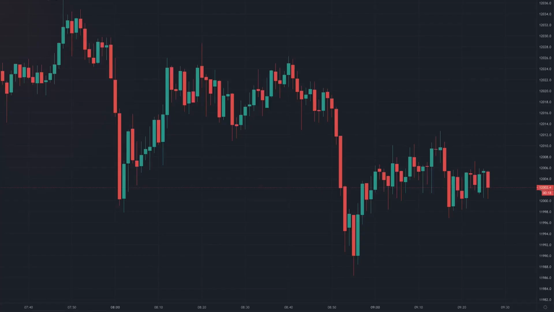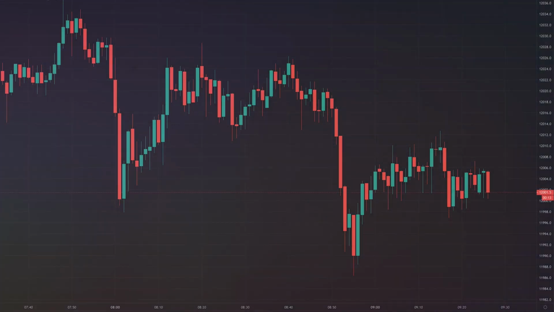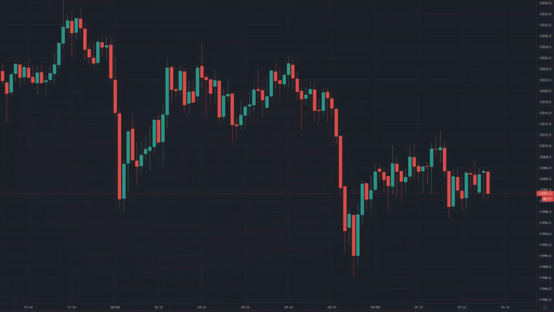On the other hand, if the closing price is lower than the opening price, we have a bearish or red candlestick. This signals a downtrend in the market. For bearish candlesticks, the top of the body represents the opening price, and the bottom represents the closing price.